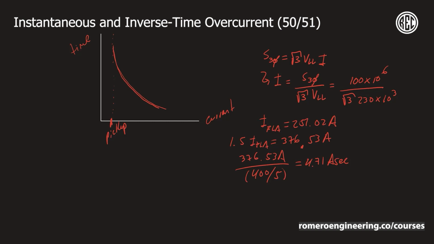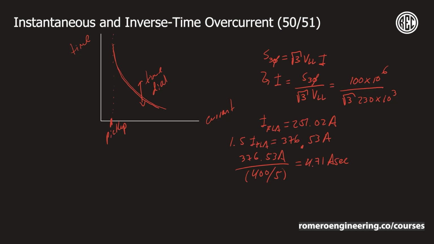Now in this curve, which again we call the inverse time curve, we have the pickup, which is over here, but we also have what's called a time dial setting. And what it's going to do is shift the curve either up or down. A higher time dial will shift the curve up, which means that it will take longer to trip, and a lower time dial is going to shift that curve down. So again, that's what we call the time dial.